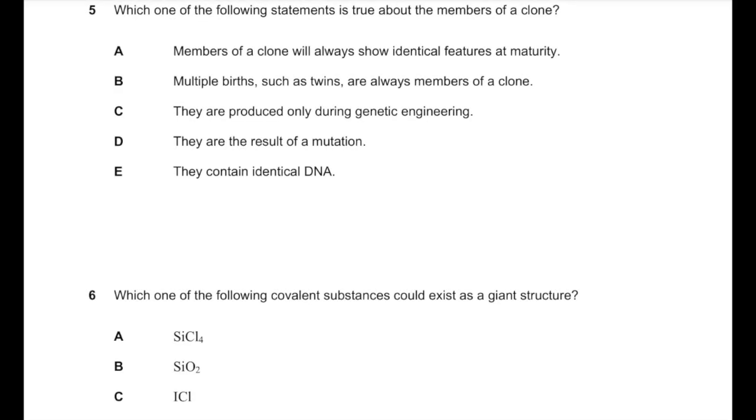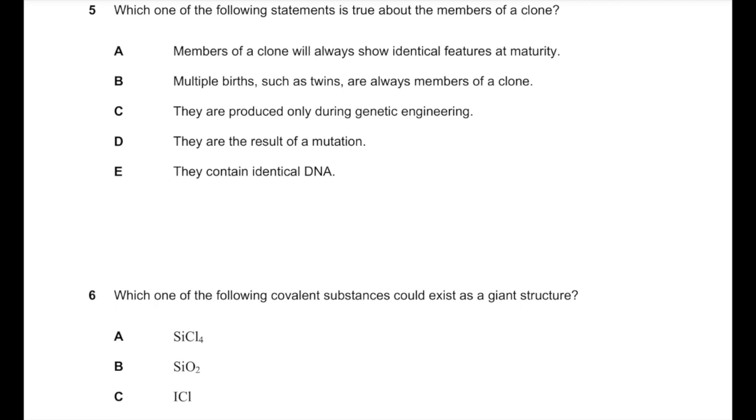Question number 5. Which one of the following statements is true about the members of a clone? Statement A. Members of a clone will always show identical features at maturity. This is false because at maturity there will be environmental factors that could lead to the clone showing different features and traits. For example, skin color. One twin that's genetically identical to the other may be tanned and the other one may not be tanned.